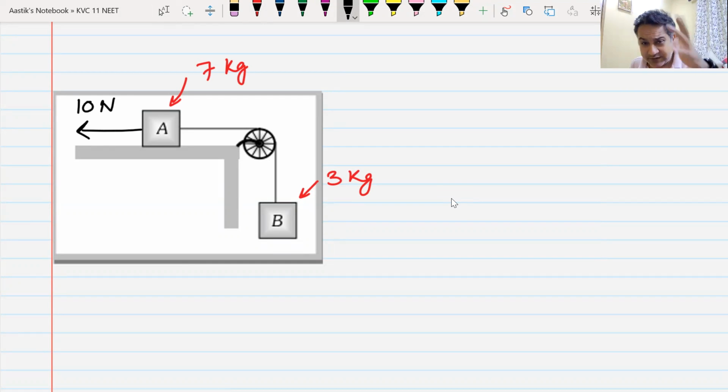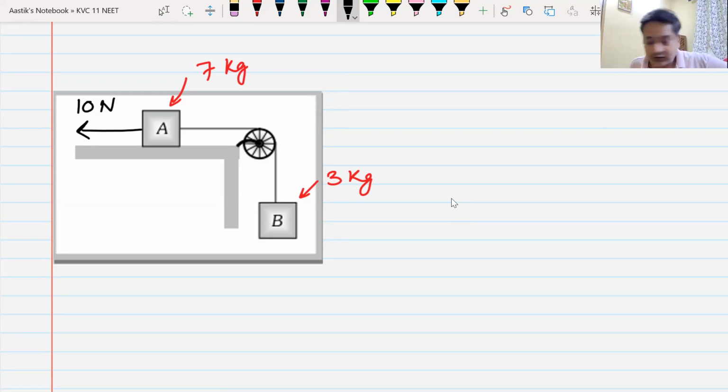Now I ask you the same thing. What is the acceleration of the block? First of all, you have to tell me where will this system now move? Will it go downwards or will it go upwards? Now this does not require physics, this is just common sense.